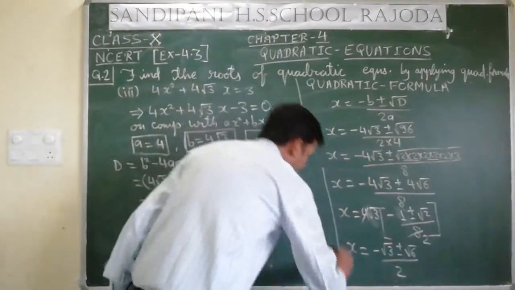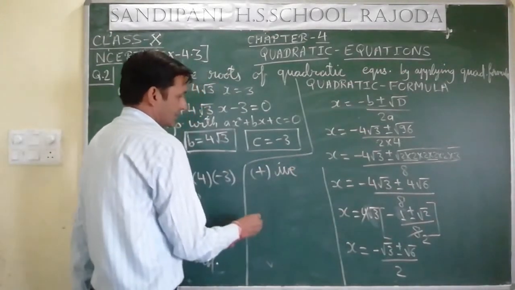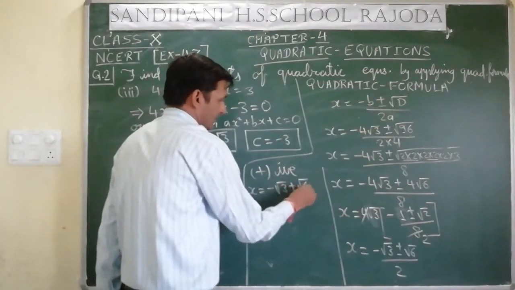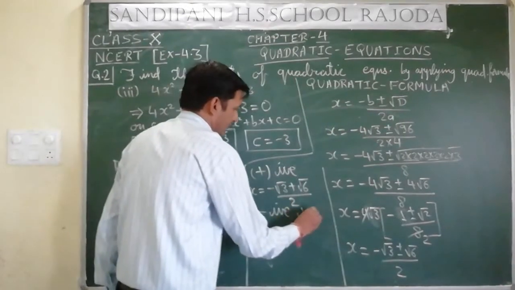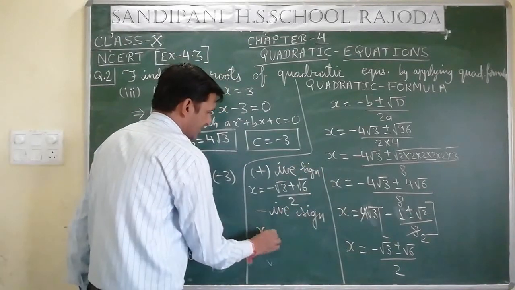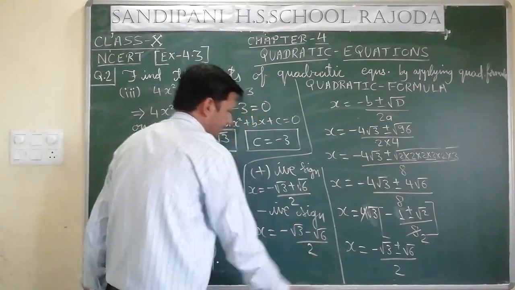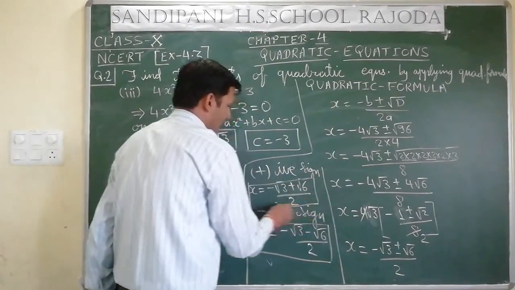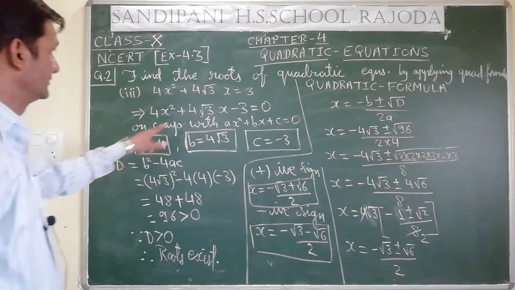Now take positive sign. What will happen? On taking positive sign, this will become x is equal to minus root 3 plus root 6 upon 2, and on taking negative sign, this will become x is equal to minus root 3 minus root 6 upon 2. So these are the two values which we have determined. These are the values of this quadratic equation.